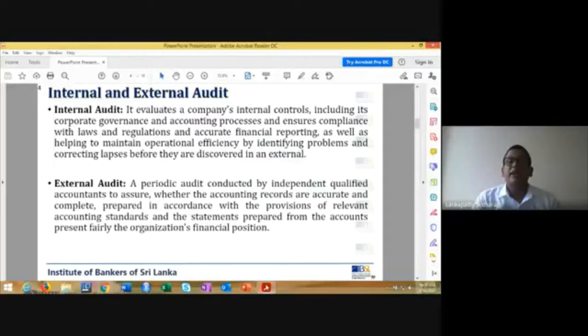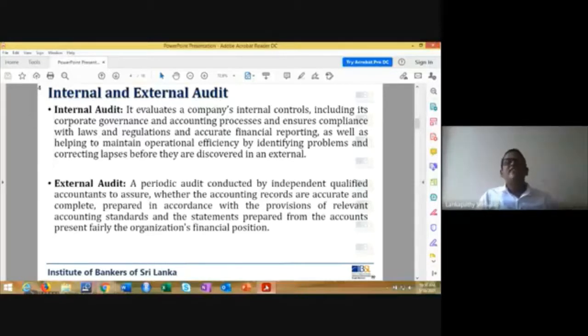And accurate financial reporting, because financial reporting is the disclosure requirement, a way to convey the financial position of the banks and financial institutions to the stakeholders. So they will check whether the financial reportings are accurate, as well as helping to maintain operational efficiency by identifying problems and correcting lapses before they are discovered by external auditors. So this is the internal audit function.